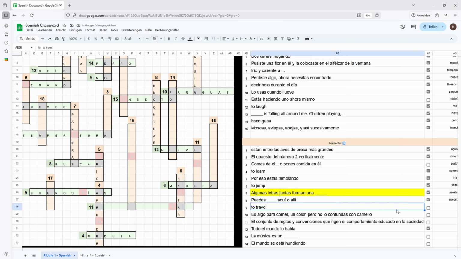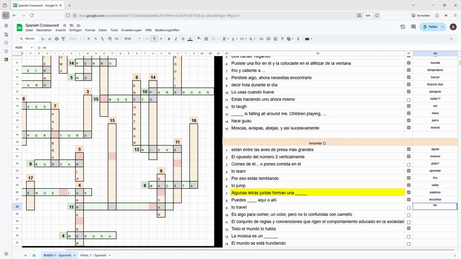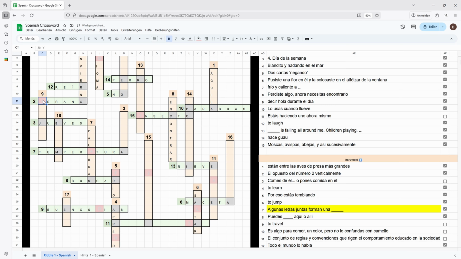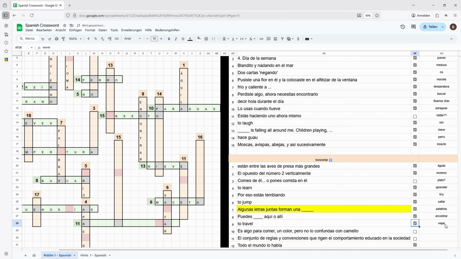Then to travel. To travel is viajar. That's easy. Viajar. Where is 9? It works with the letters, so we're going with viajar.